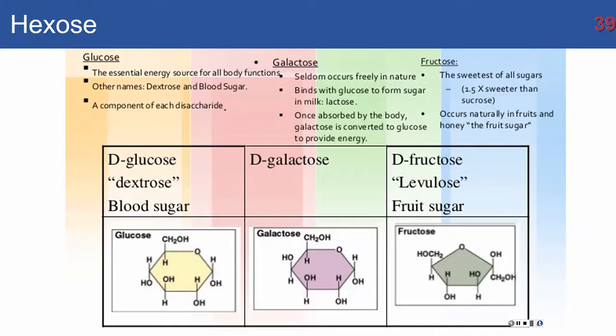Galactose very rarely occurs by itself in nature. Usually it's in a disaccharide, so it's complexed with something. When it binds with glucose, you get lactose, and that's really where you see galactose most of the time. And once it's absorbed, it's converted to glucose. Glucose is our base level, and it gets complexed with everything for these disaccharides.